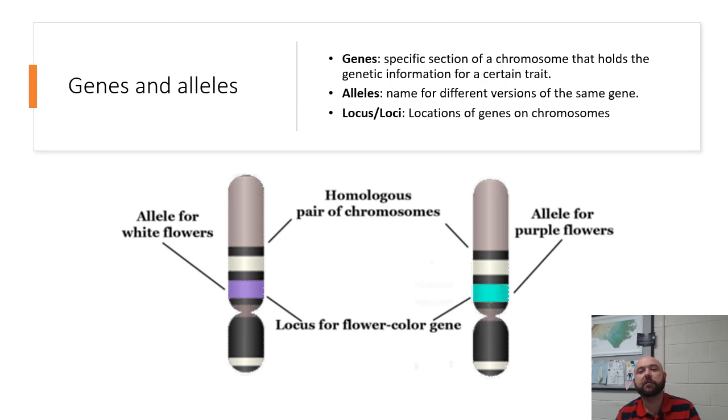So you might have a brown allele and a blonde allele and a red allele for the hair gene, the specific location of the hair color encoding part of that chromosome. And then the physical location of that gene on the chromosome is what is referred to as the locus or the loci.